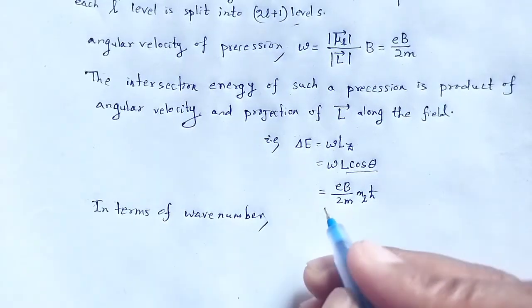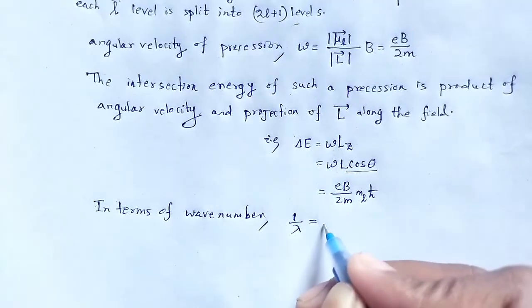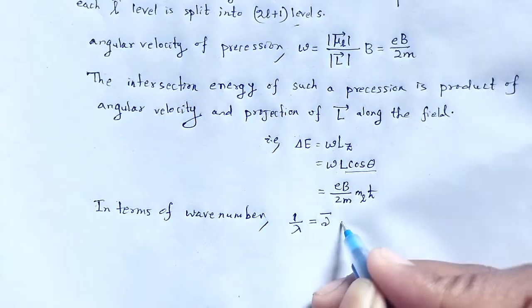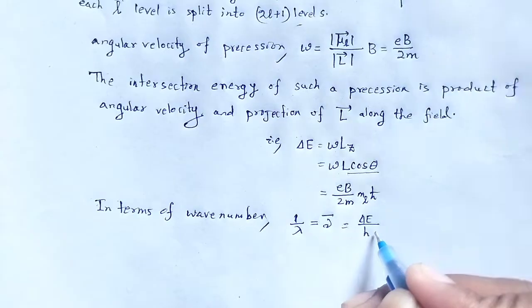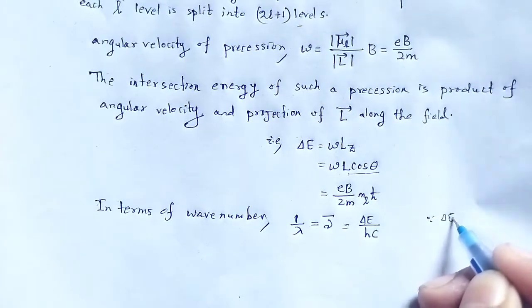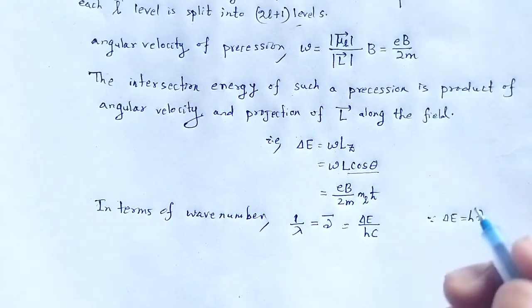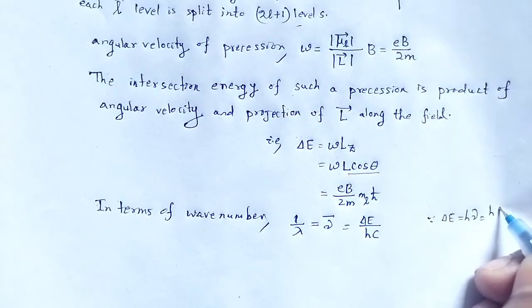What we have? Wave number means 1 by lambda, that is nu bar, that is the wave number, is equal to del E divided by hc. How do we get that one? As we know, del E is equal to h nu, Planck's constant into frequency, and in place of frequency we write c by lambda.